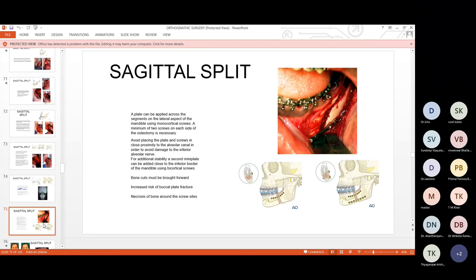Whereas a plate can be applied across the segments on the lateral aspect of the mandible using monocortical screws. You can see there, nicely it is there, and then it is advanced forward and then it is bent. The reason is that when bone cuts must be brought forward, there is an increased risk of buccal plate fracture. You can see that it should be bicortical, but unfortunately this is thin and thinned out because of the sagittal split. So if you're not careful when drilling, it can cause a buccal plate fracture.